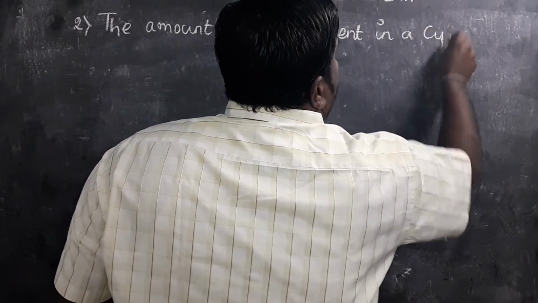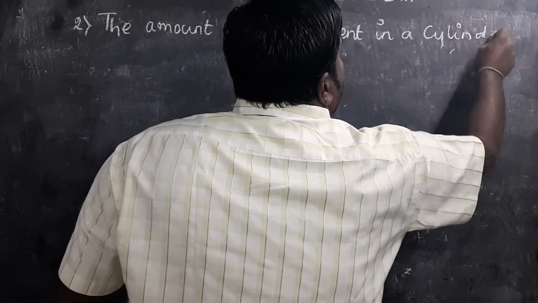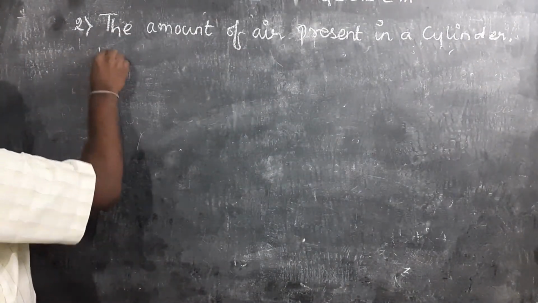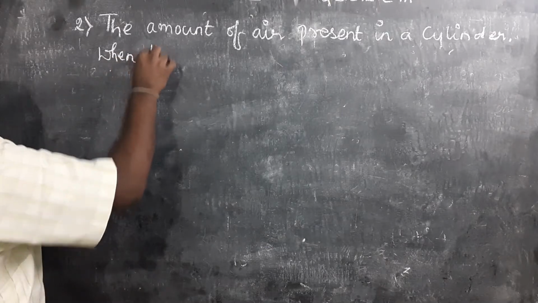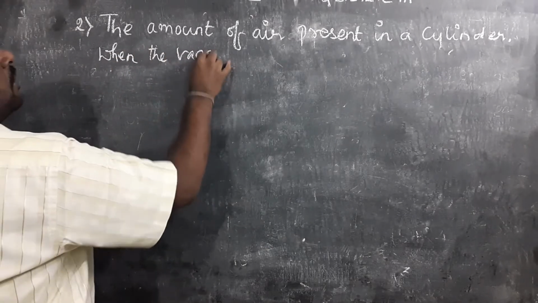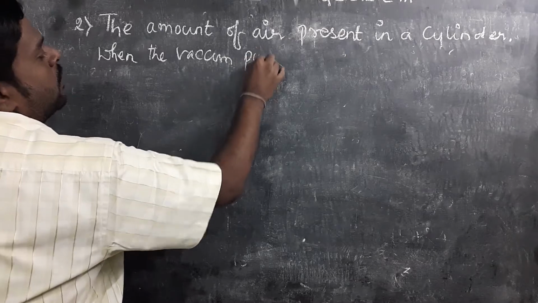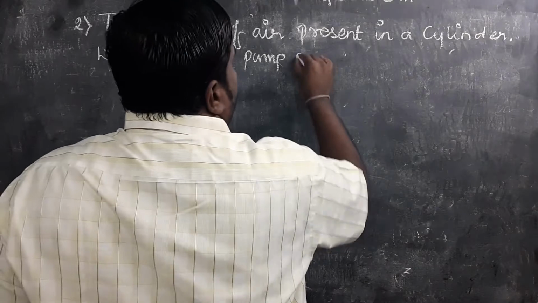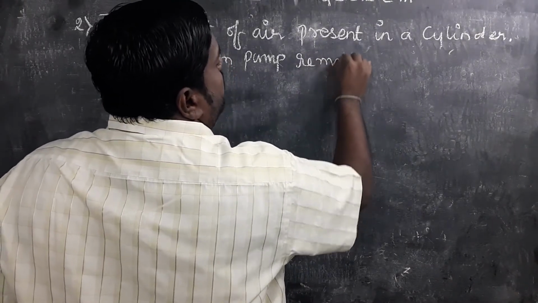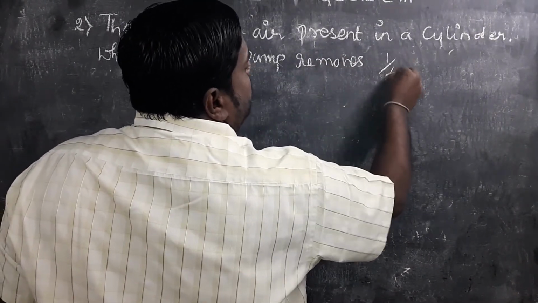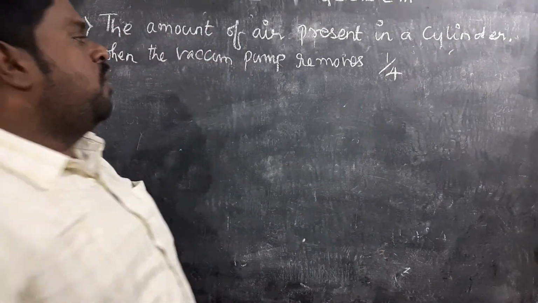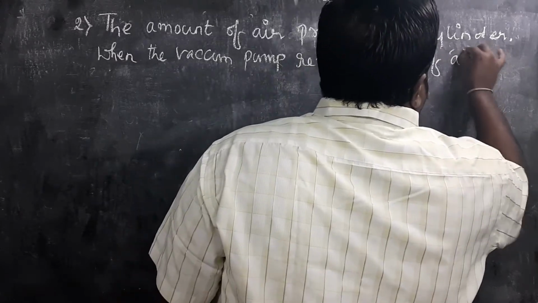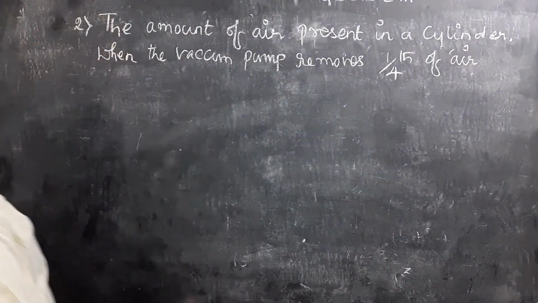In a cylinder. When a vacuum pump removes 1/4 of the air remaining in the cylinder at a time.